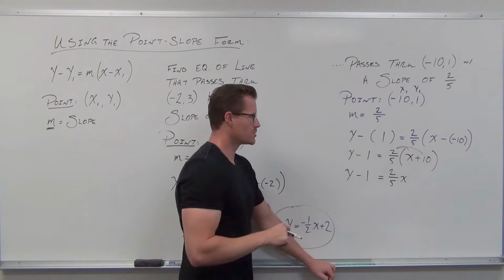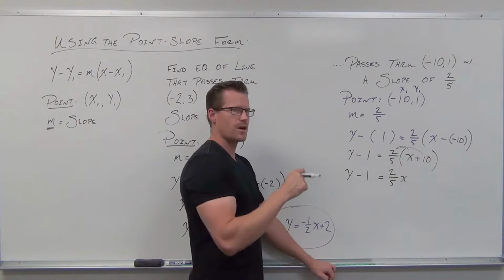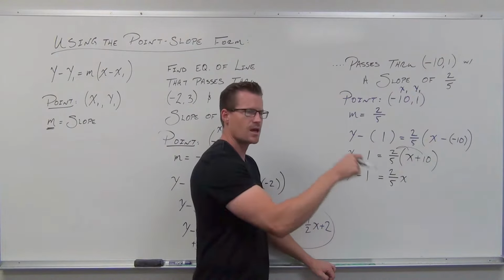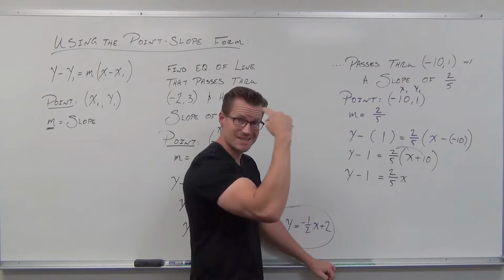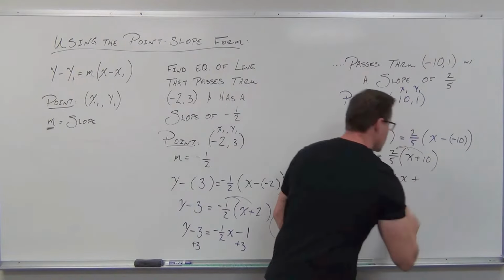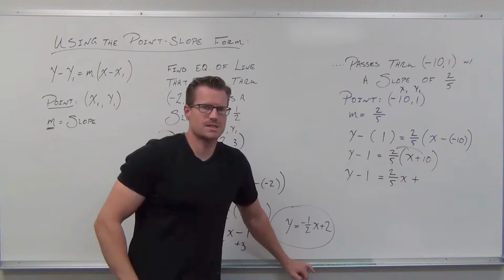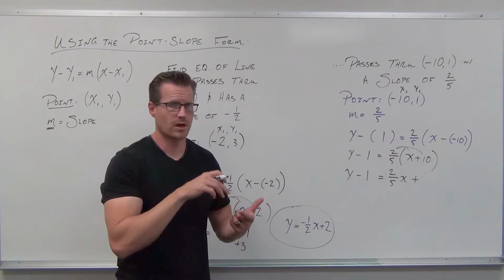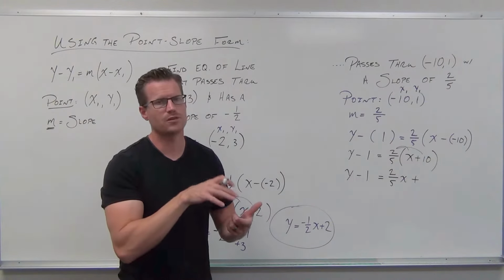Y minus 1 isn't going to change yet. 2/5, positive 2/5 times positive 10. Positive times a positive is a positive. I say positive, I write plus. Now, 2/5 times 10. Pull out your calculator if you're not good at fractions. That's okay. I need you to get the fractions right.